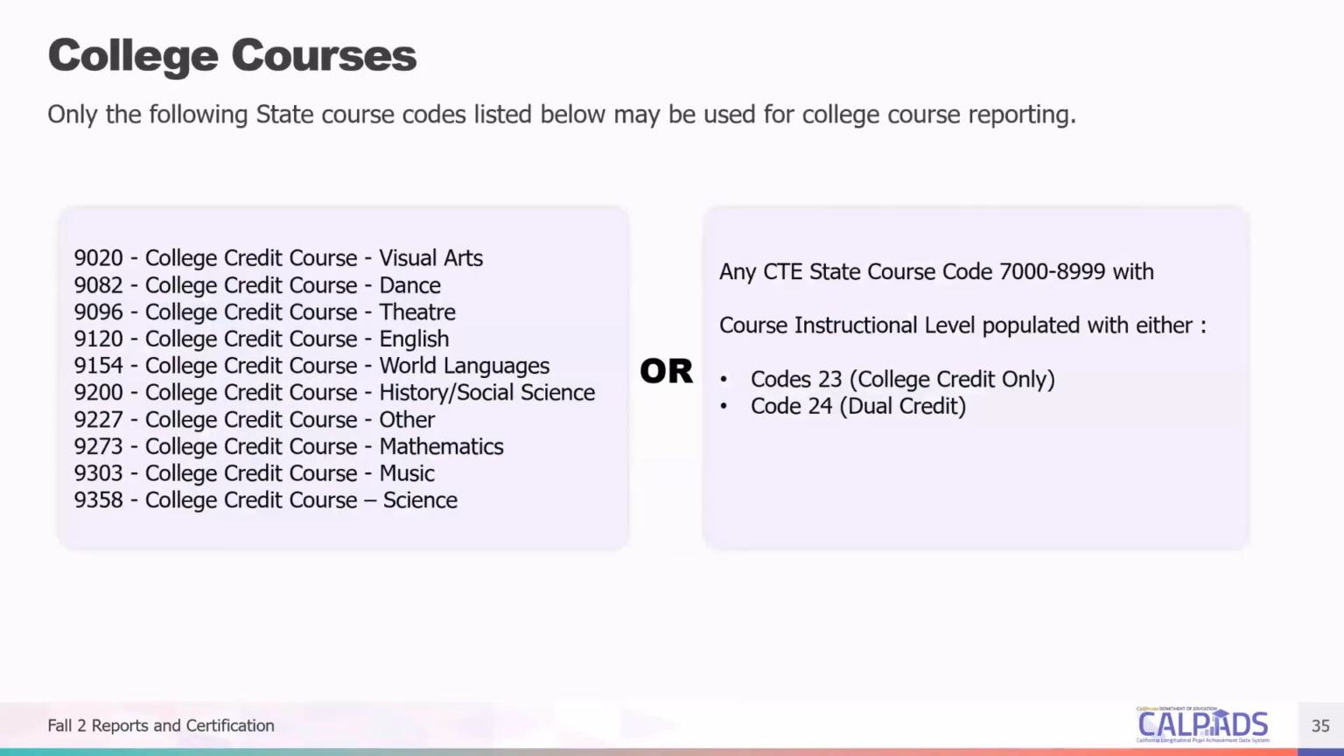And then we have college courses. They vary by academic content, so they're not grouped together. If it's a math course, 9273, that's going to be grouped with all the math courses. That's why the college courses are so spread out the way they are. So you can see that here.